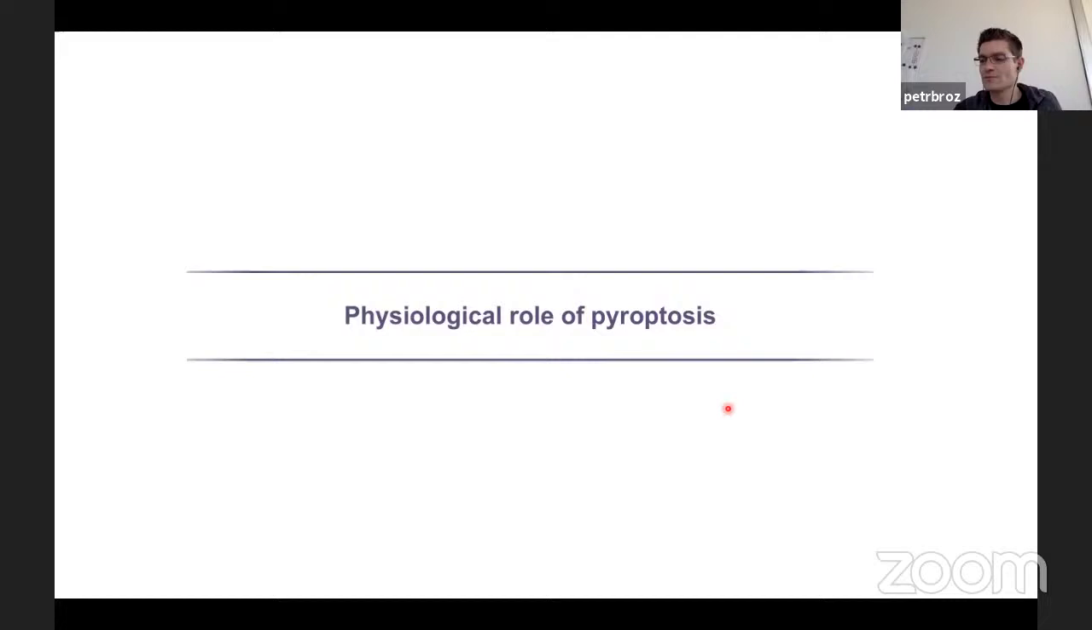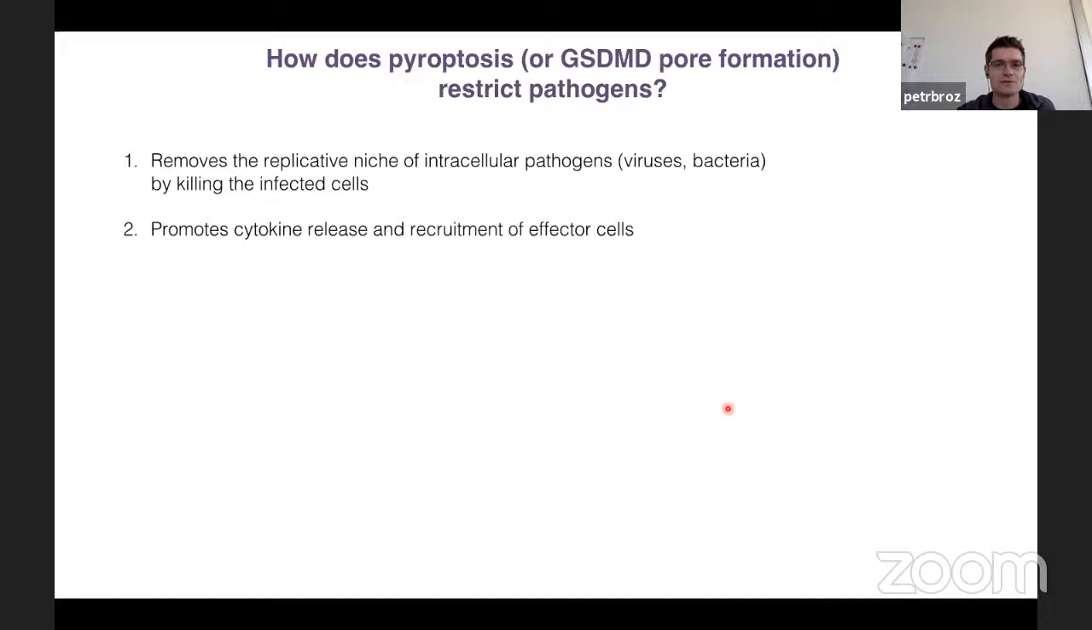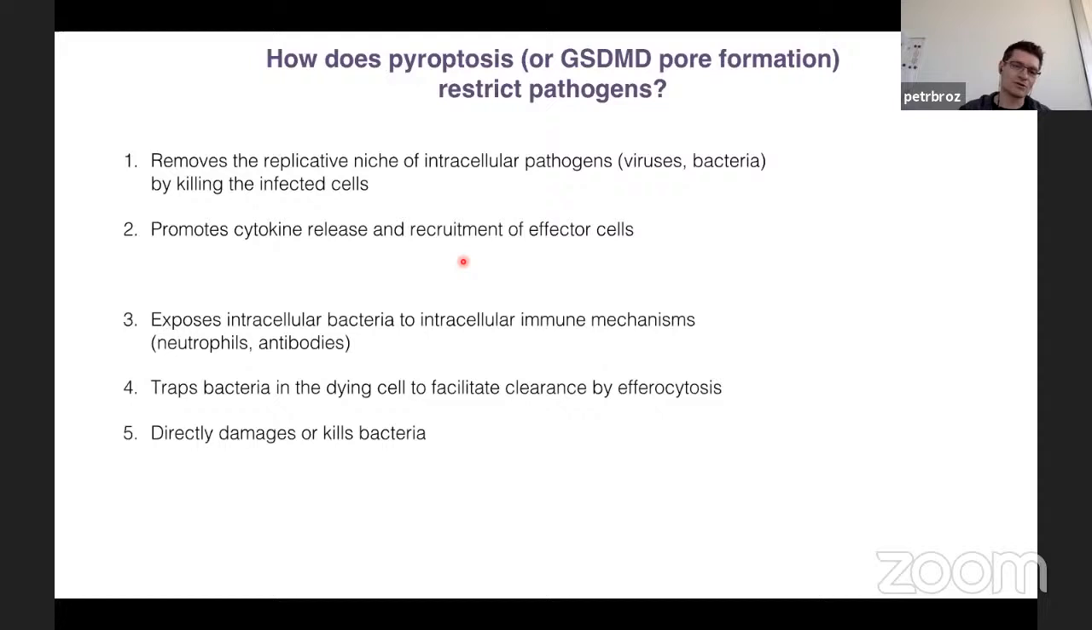So what's the physiological role of pyroptosis? So pyroptosis is, of course, engaged in the context of pathogen infection. So it must somehow prevent or restrict pathogen replication. It has been shown that it removes the replicative niche, for example, of intracellular pathogens. So if you are a virus that infects a cell, once the cell undergoes pyroptotic cell death, your host is dead. And this also prevents further replication of the virus. And this might also be the case for certain bacterial infections. And also the cytokines that are released allow a recruitment of other effector cells to the site of infection to eventually restrict pathogen replication. However, there are also a few other functions that have been proposed.